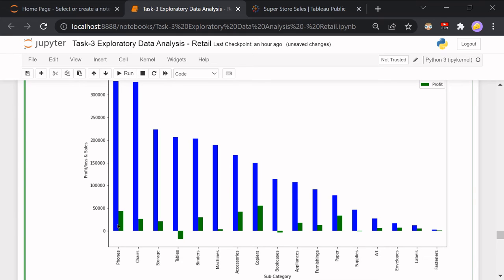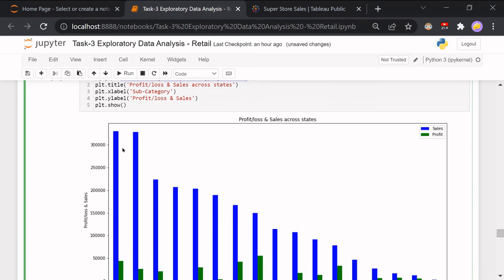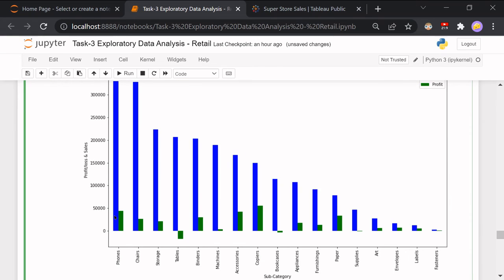As we compare the sales with profit, we are having a good amount of profit from the phones, chairs, and storage, but the most profit is coming from copiers as compared to the sales. And tables and bookcases have negative profit, or you can say we are going in loss in tables and in bookcases.